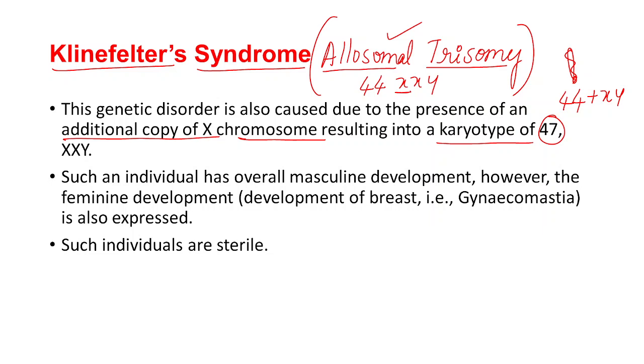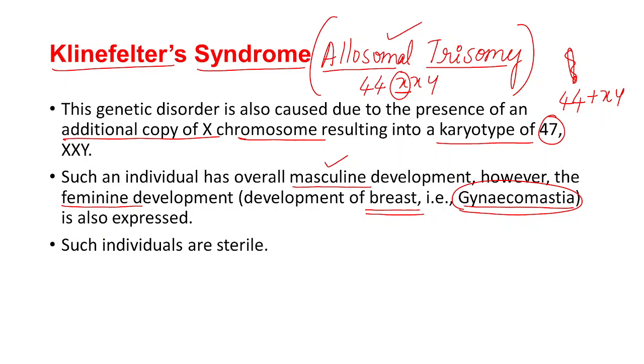And such individuals have overall masculine development. That means the body of the individual will be male-like, but they will show feminine characters such as development of the breast. The condition is called gynecomastia. It means development of the breast in male individuals, due to the presence of an extra X chromosome in Klinefelter syndrome.